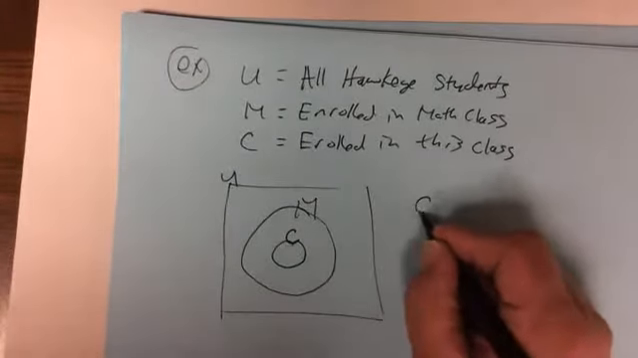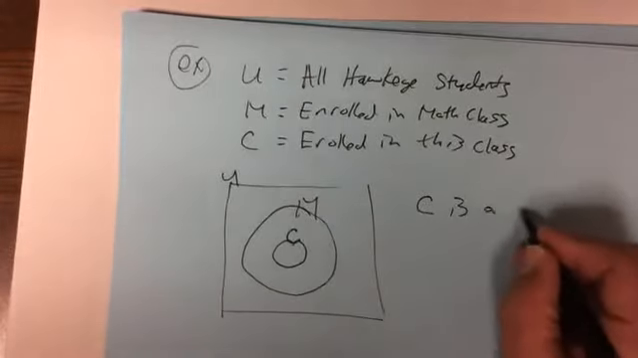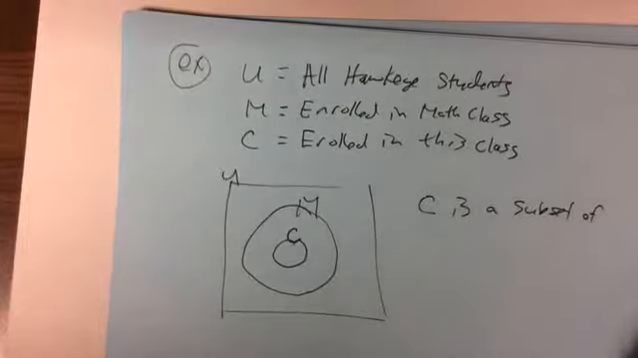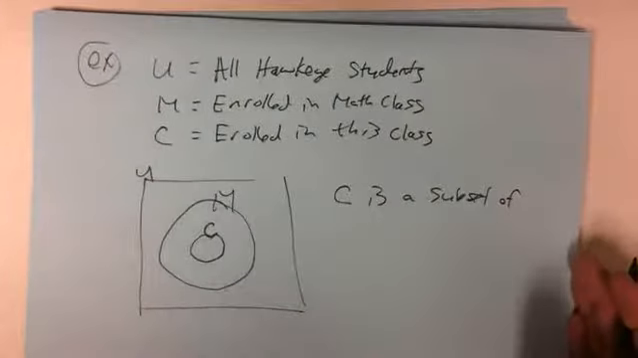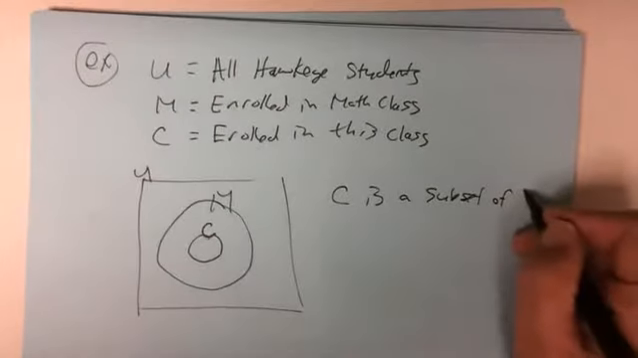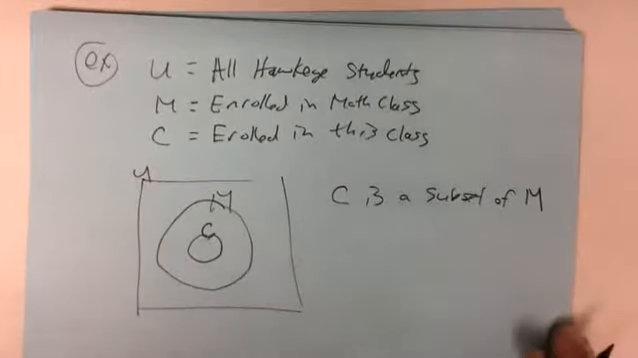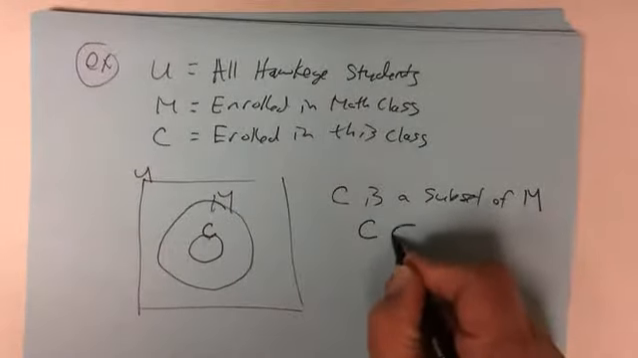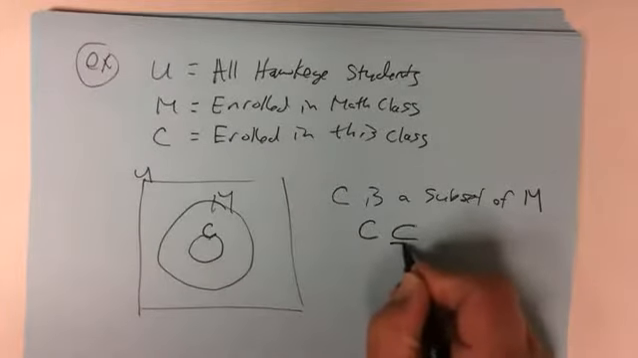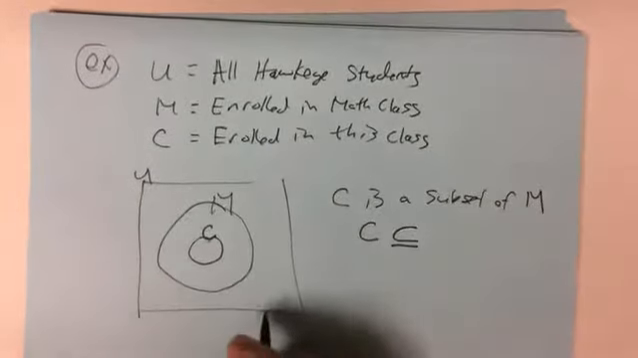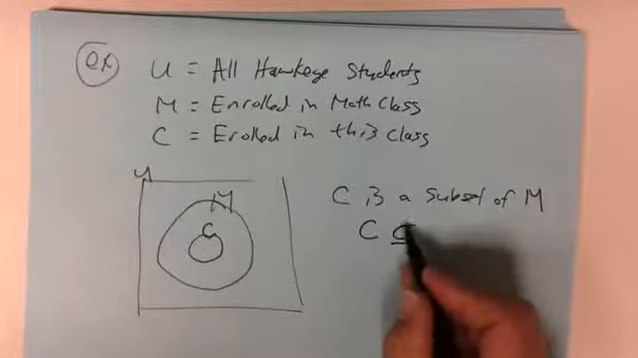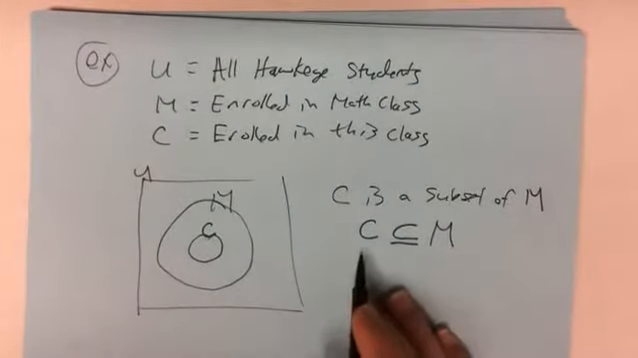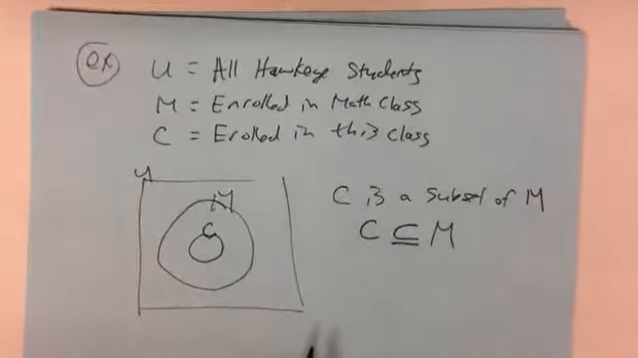We would say C is a subset of M. What we would write is C, and then this is like a U on its side with a line underneath. This is the symbol for subset. And then I could put M. So this is how I would write C is a subset of M.